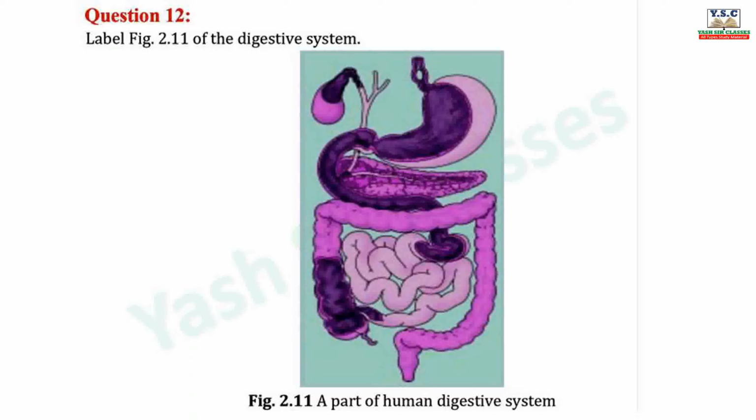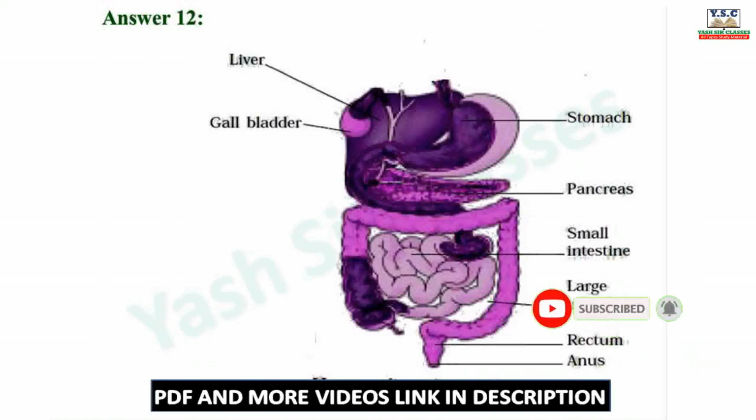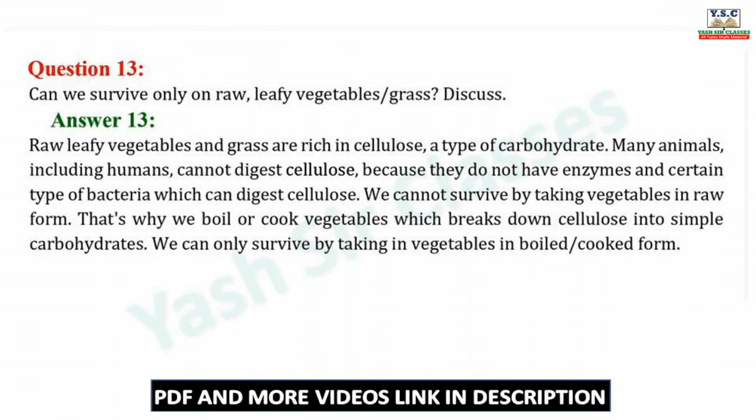Question number 12. Label diagram 2.11 of the digestive system. Answer. Liver, gallbladder, stomach, pancreas, small intestine, large intestine, rectum, anus. Human digestive system.